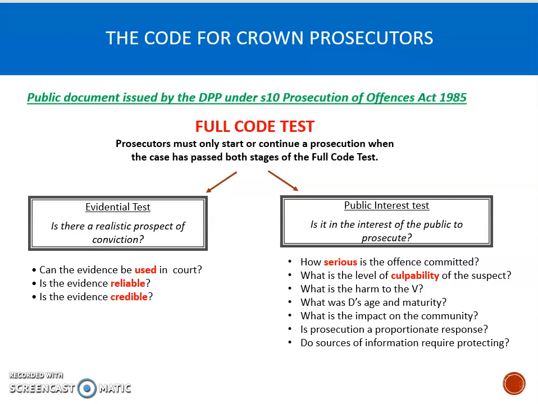And this is a public document that's issued by the DPP, or Max, as we've just seen, under Section 10 of the Prosecution of Offences Act 1985. And the full code test basically asks prosecutors to consider two things. Firstly, we have an evidential test. So prosecutors have to think about, with the case in front of them, is there a realistic prospect of a conviction? If there's not enough evidence at all, then it's going to fail on this stage.